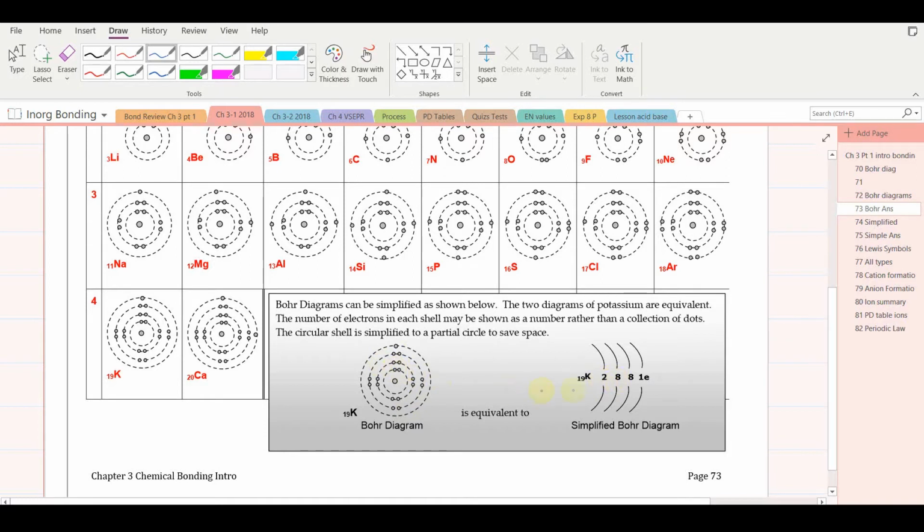So in the first shell we had 2, we'll write a 2. Second shell we had 8, we write 8. And then 8 again for the third shell and 1 for the fourth shell. And rather than drawing a full circle, just to save space, we'll draw like a quarter circle or a half circle, whatever that is, and we'll put the element's symbol as if it were the nucleus. And that's called a simplified Bohr diagram, and it tells the same information, but it's a little simpler to draw. Let's try some of those.